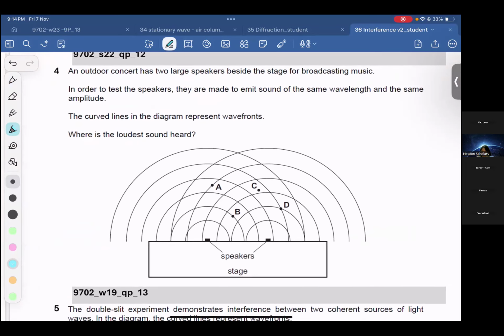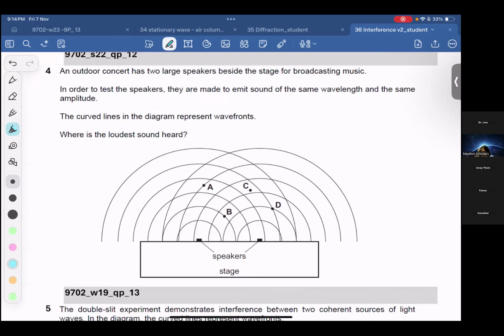Okay, here next, number 4. Where can the loudest sound be heard? I've got 2 loudspeakers behind the stage. In order to test the speakers, they are meant to emit sound of the same wavelength and the same amplitude. The curve represents the wavefront. So here there is only a solid line, which means they didn't show you the dotted line.